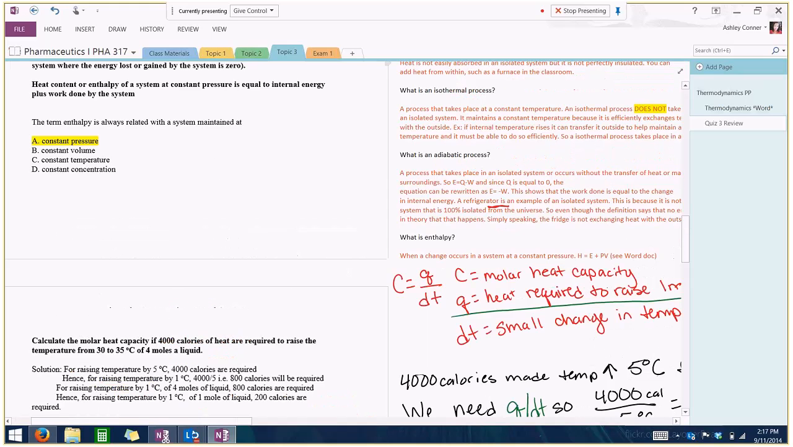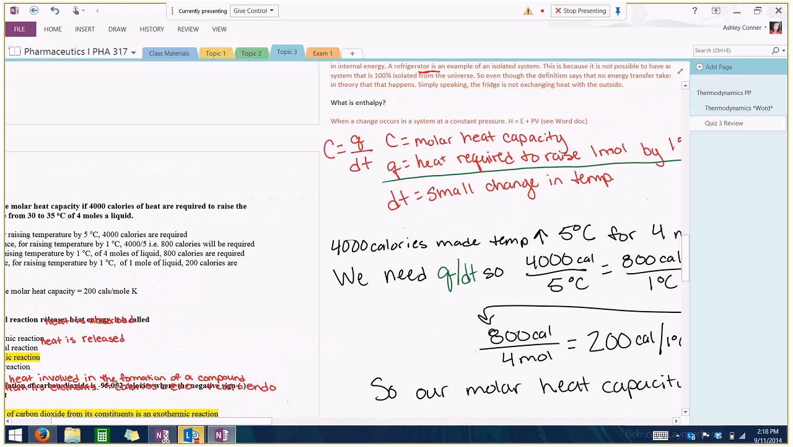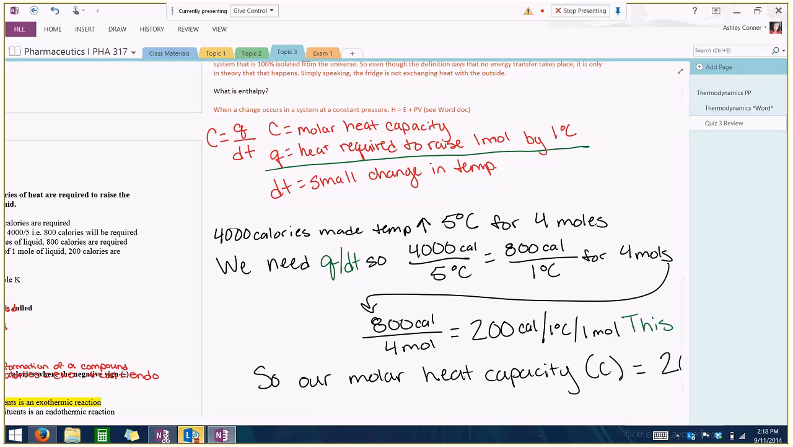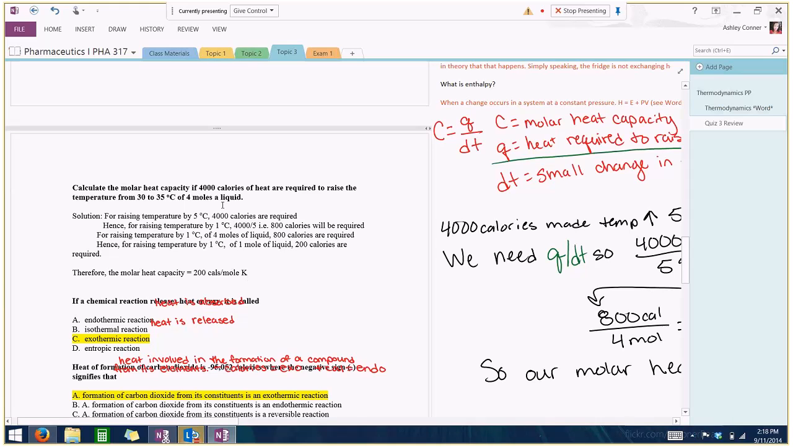Yeah, I think so. The molar heat capacity, he did an example of it, but basically when we're talking about the molar heat capacity, it's this equation right here. It's C equals Q over dT. And I wrote out a way on how he solved this over here in case this confused anybody.